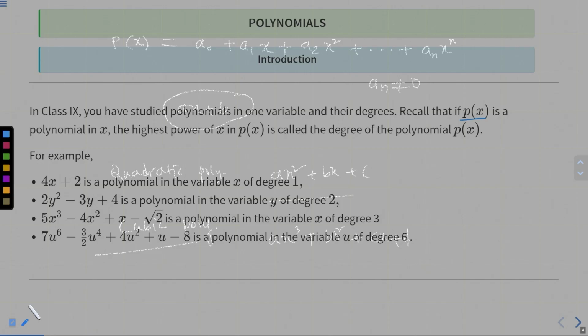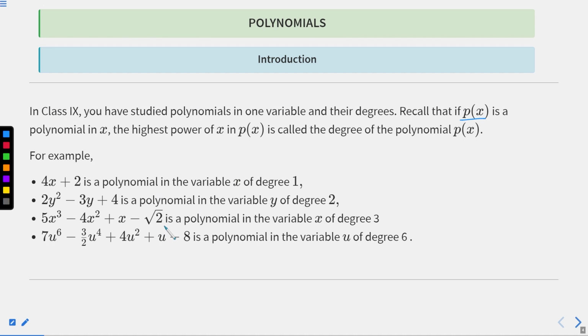Now there are some examples of polynomials. Here 4x plus 2 is a polynomial in the variable x, and the highest power of x is 1, so the degree of this polynomial is 1. For the second one, 2y square minus 3y plus 4 is an example of a polynomial in the variable y, and the degree is 2, since the highest power of the variable y is 2.